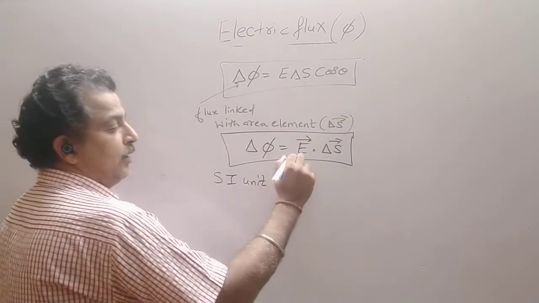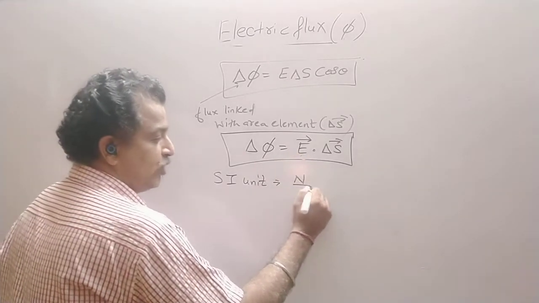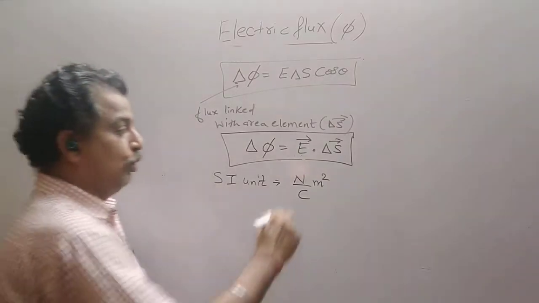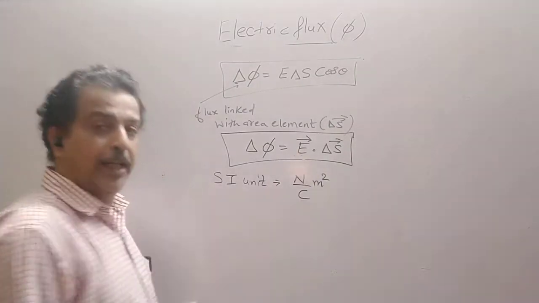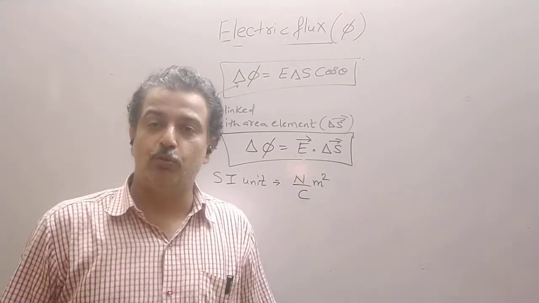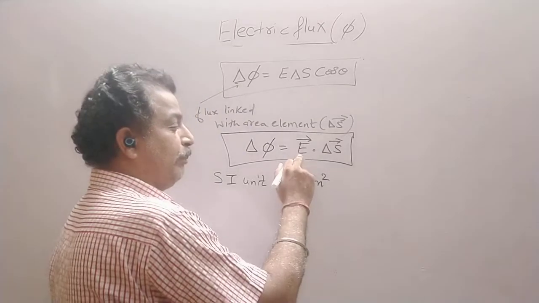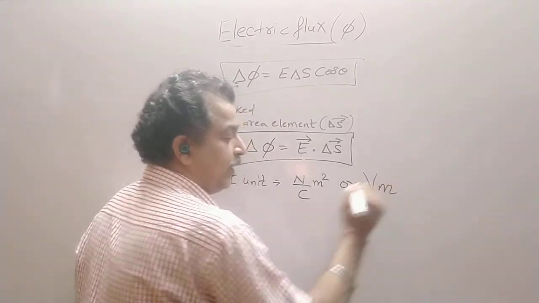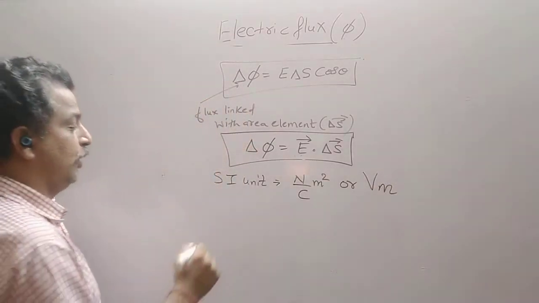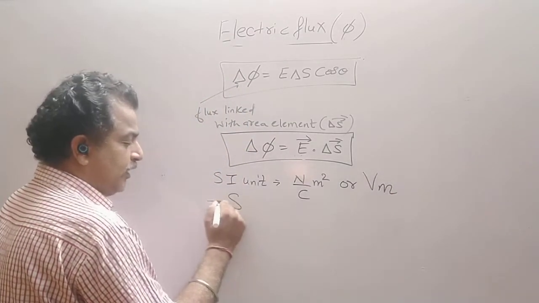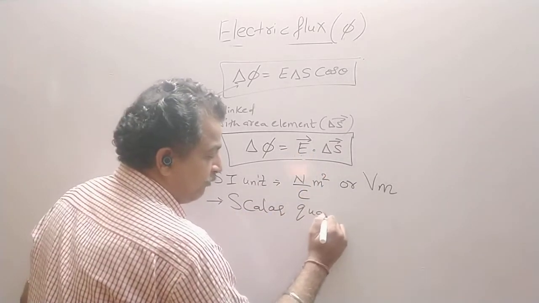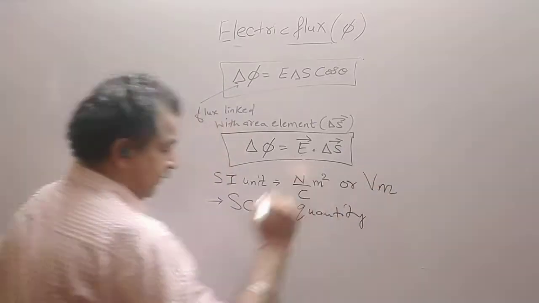Now the SI unit. The unit of electric field is Newton per Coulomb, and area is meter square. Also, the electric field intensity unit, which we will see in the second chapter, is volt per meter. So volt per meter multiplied by meter square becomes volt meter. So these are the two SI units. Also, since it is a dot product, electric flux is a scalar quantity.